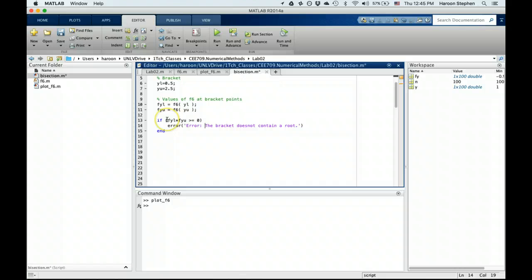That's basically the error, and you can always put an error message in front of it. If this condition is not satisfied, that means you're on the same side, either both of these are positive or both are negative, or it is equal to 0, in which case it is the root. We can of course add that condition as well, but for now, let's remove that. If it is greater than 0, then there is no root in this bracket. So, check validity of the bracket.